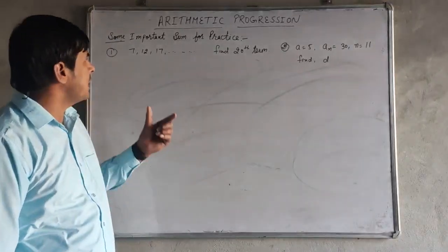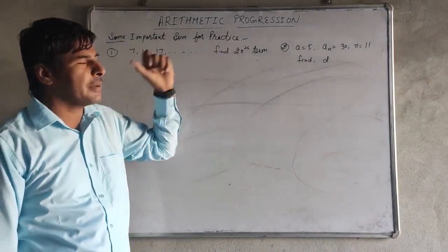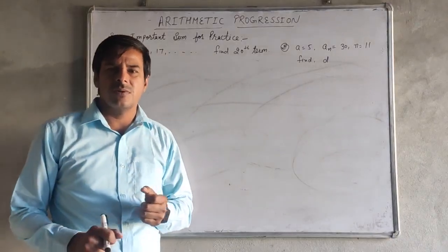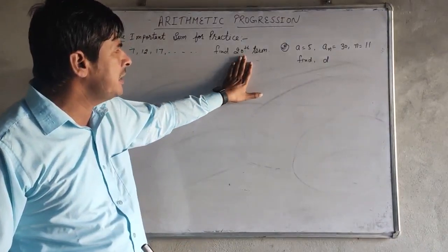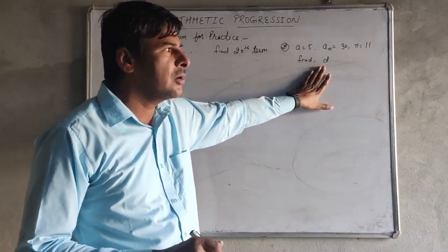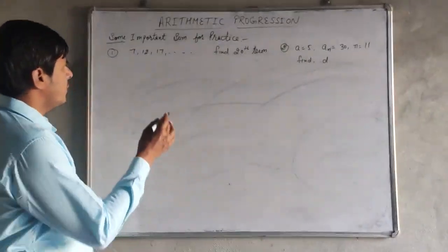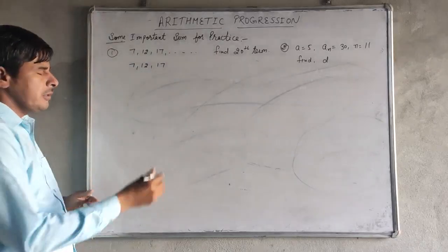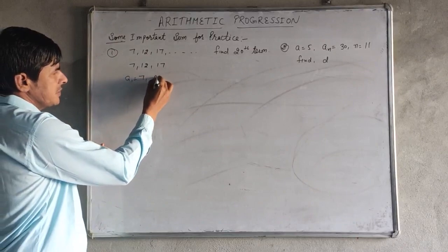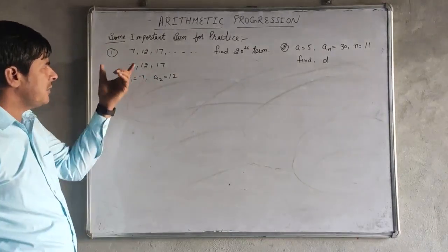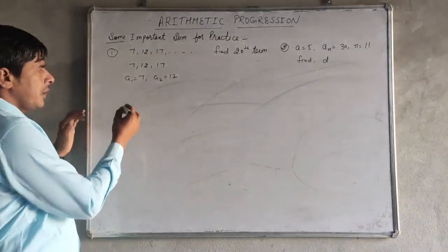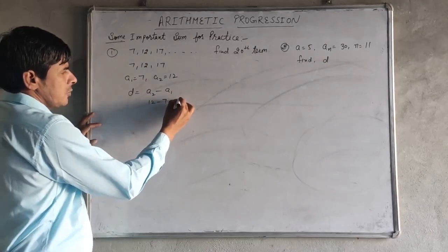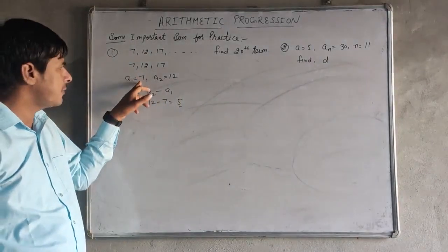Now some examples, some important sums for practice. As I told you, we have to find the first term and then the common difference between the two numbers, and then we have to find the 20th term. Given the series 7, 12, 17, you already know the first term is 7, the second term is 12, and the given series is an AP. So we only have to find the common difference d. a2 minus a1, 12 minus 7, the common difference is 5.